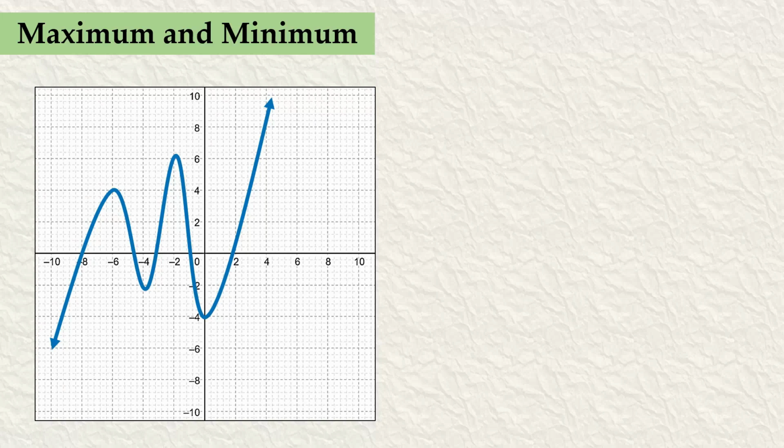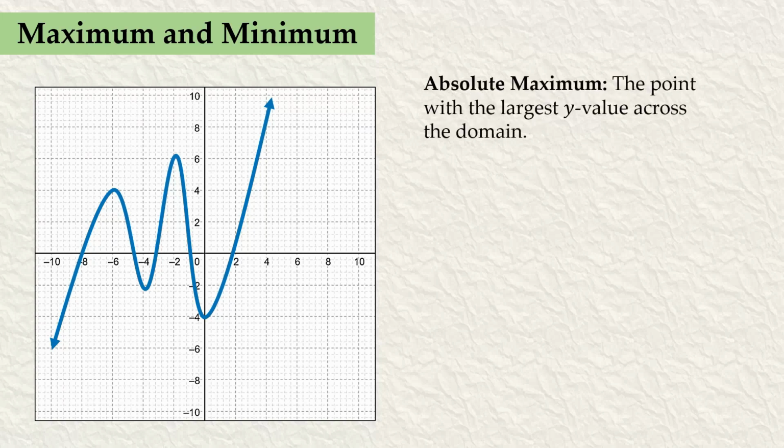For today, let's talk about the maximum and minimum of a function given a graph. There are four terms here I want you to remember and to know. The first one is the absolute maximum. This is the point with the largest y value across the domain.